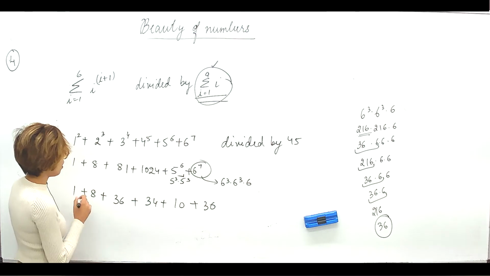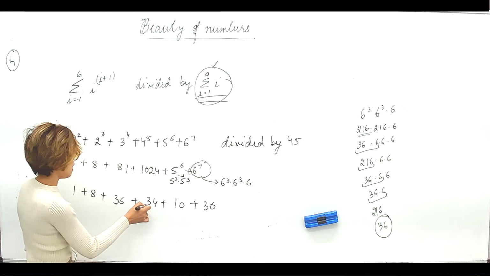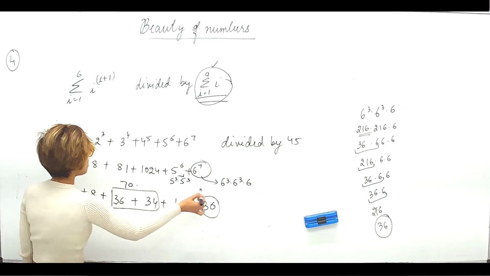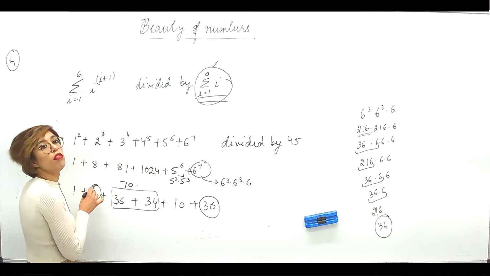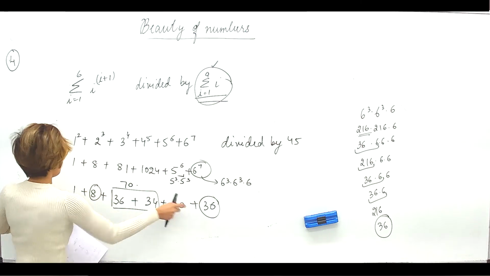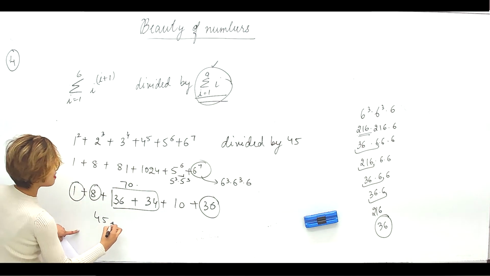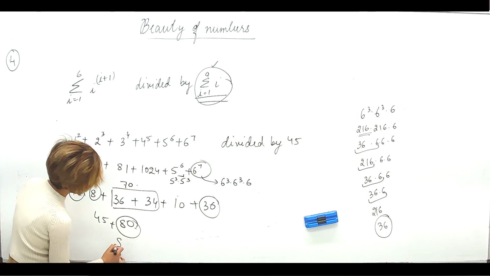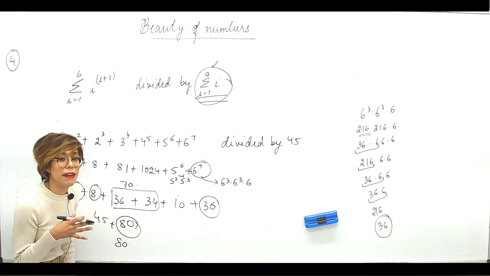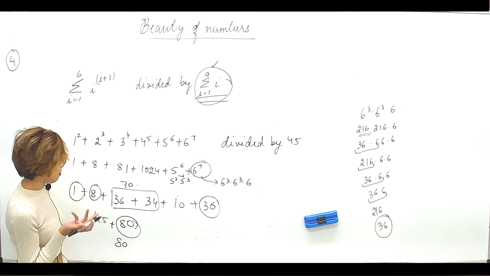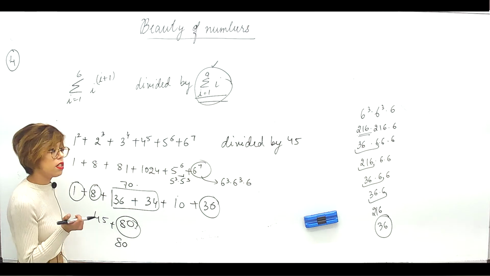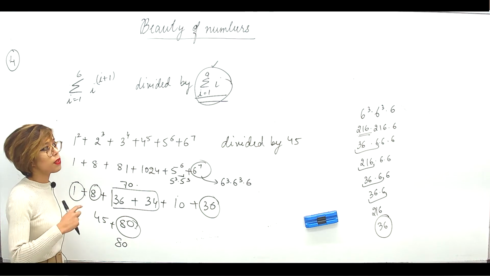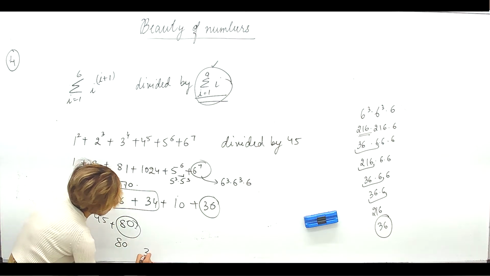Now we add the remainders. This is 36, this is 34. So that means 70. 70, 36 plus 8, 44. 44 plus 5, 45 plus 80. Perfect. Divide by 45 and find the remainder. What will the remainder be? 80. Now further, divide by 45, so that would be, I think, what? 35 plus 45 is 80, right? So the remainder is 35.